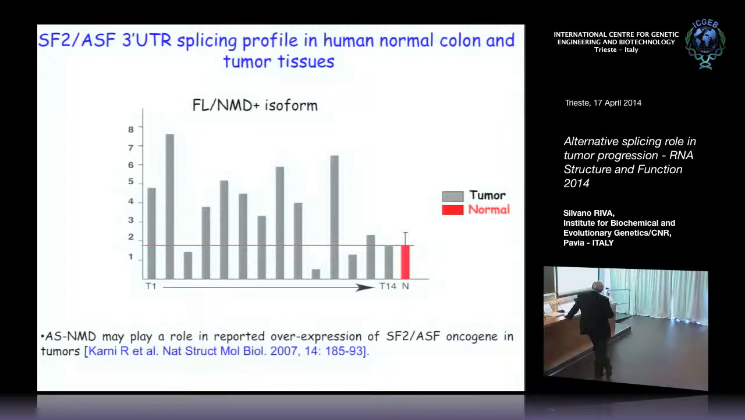Also because people have looked at the splicing profile of the 3' UTR in normal and colon and other tumor tissues, and they noticed that the ratio between full-length and the NMD isoform is much higher in most tumors, indicating that a high level of SF2 is tumorigenic. All right?